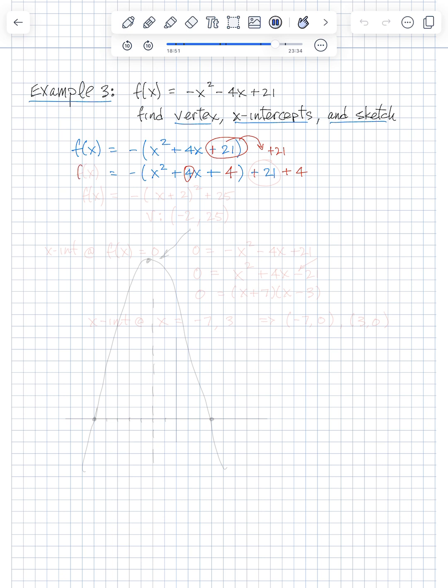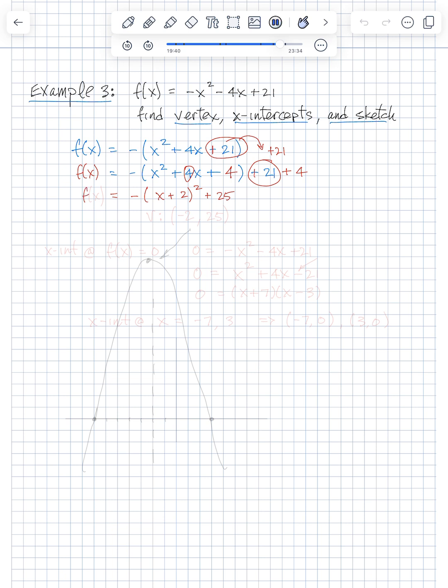So we have f of x equal to a negative, then inside the parentheses, x squared plus 4x plus 4. We had our original plus 21 outside, and this is a negative 4 on the inside, so we have to add 4 on the outside. All right, so now this perfect square trinomial becomes x plus 2, quantity squared. Then we have plus 21 plus 4 is plus 25.